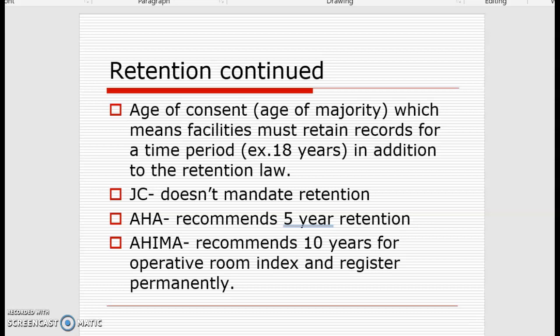The Joint Commission does not mandate retention. The American Hospital Association recommends a 5-year retention period. And AHIMA recommends 10 years for operative room index, and registers should be kept permanently. So this would be cancer register, possibly HIV register. There is a diabetic register, so anything on that.